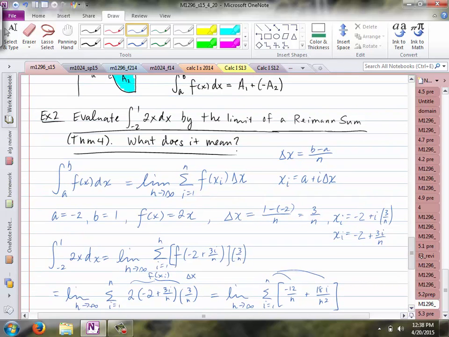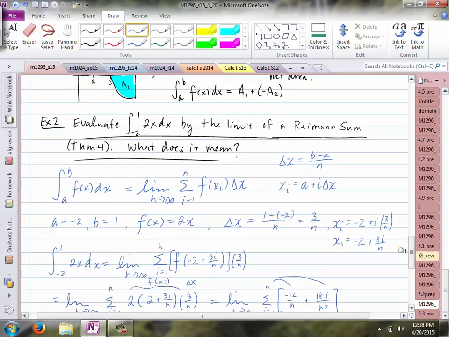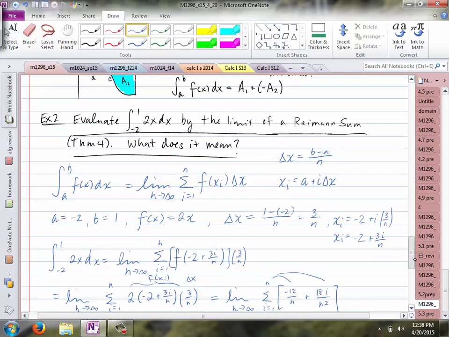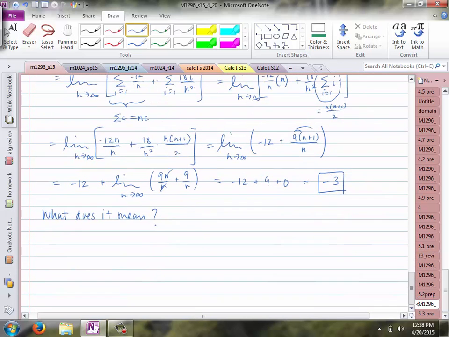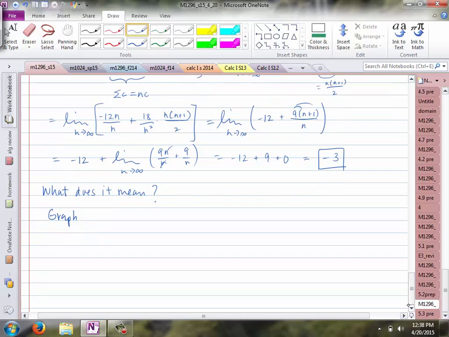But let's backtrack. What does it mean to take the integral from negative 2 to 1 of 2x? Well, the function is 2x, right? What does that graph look like? What's a graph of 2x? Is it a parabola? It's just a linear equation. It's just a line, right? And then we're doing this on negative 2 to 1. So let's graph that and see what it looks like.